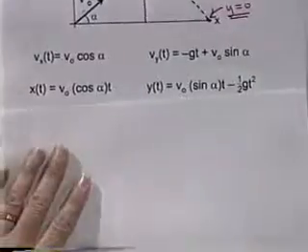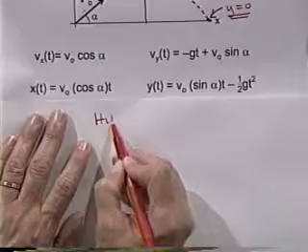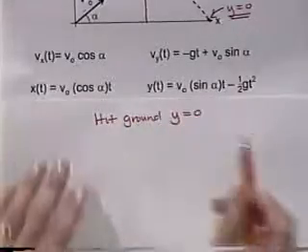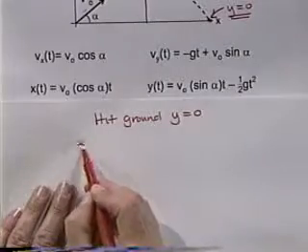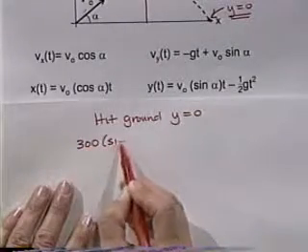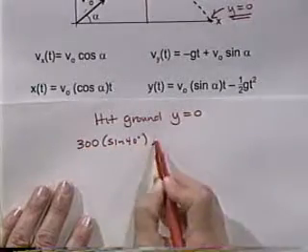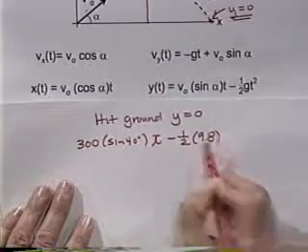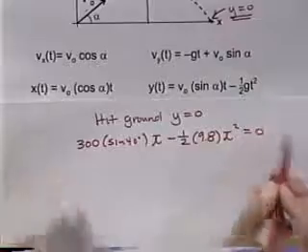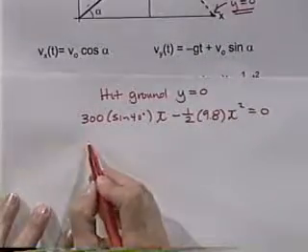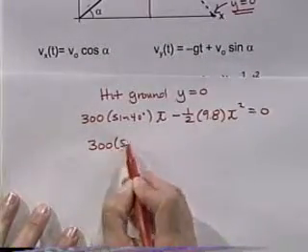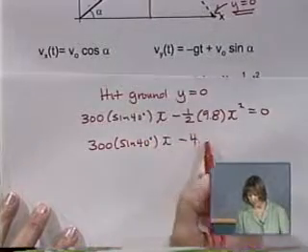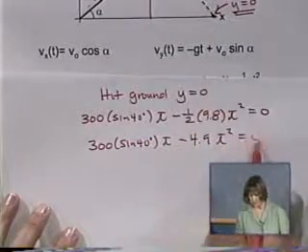So when I hit the ground, I know y equals 0, so I have v naught, which is 300, sine alpha, which is sine 40 degrees, times t, minus 1/2 times 9.8, which is g, t squared, equals 0. So I have 300 times the sine of 40 degrees times t minus 4.9 t squared equals 0.